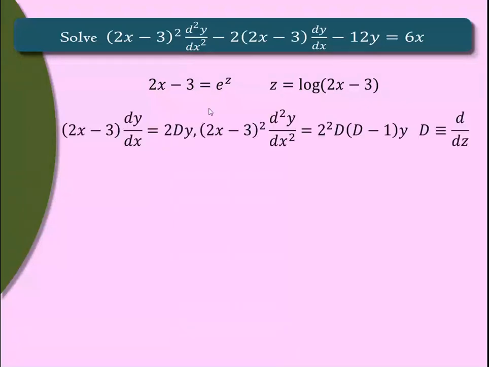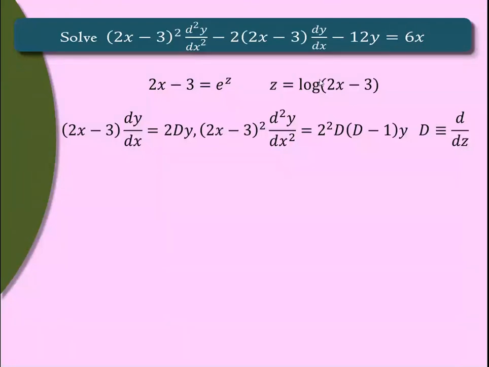So (2x minus 3) dy by dx becomes a Dy, that is 2Dy. (2x minus 3) squared d squared y by dx squared becomes a squared into (D minus 1) y. A is 2, so it becomes 2 squared into (D minus 1) y, where D stands for d by dz. Now substitute all these values into this. Put all these terms into the left hand side of the equation, and also convert the right hand side in terms of z.